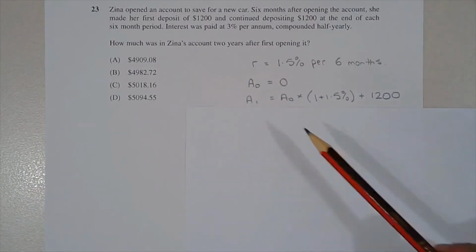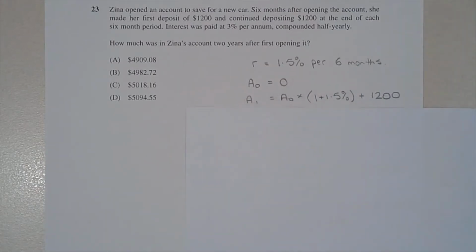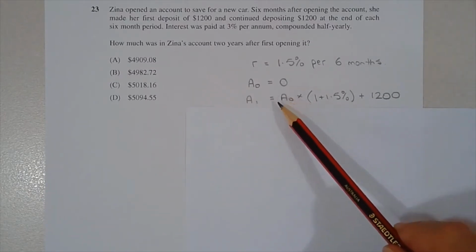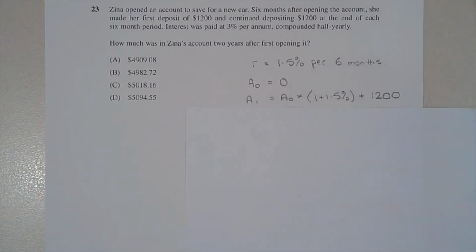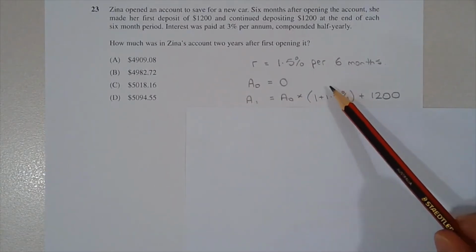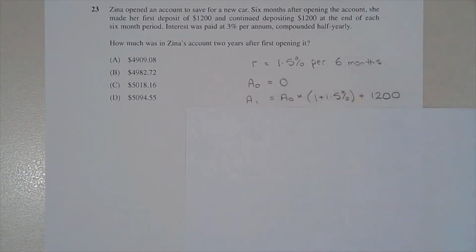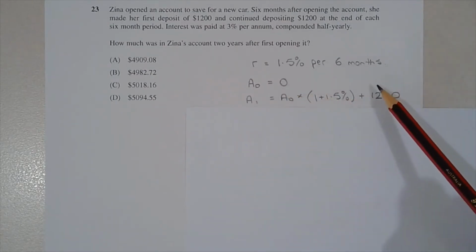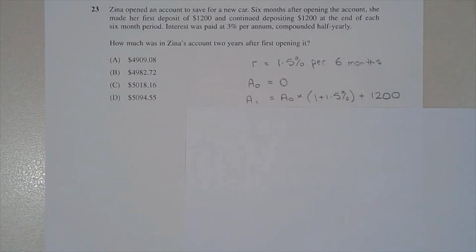Now, at the end of the first 6-month period, or the first half year, we take whatever we have in the previous period, and we know that A0 represents $0, we multiply that by 1 plus 1.5%, so increasing that by 1.5%, and of course increasing 0 by 1.5% is just 0, and then she deposits $1,200, so that's the plus 1,200. So at the end of the first 6 months, Zena has $1,200.